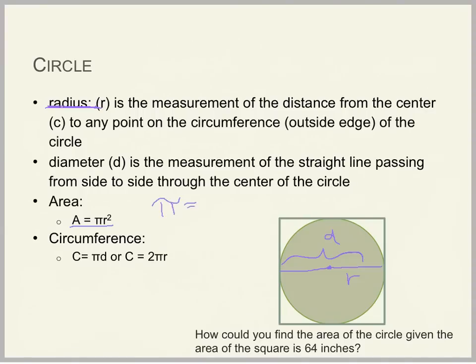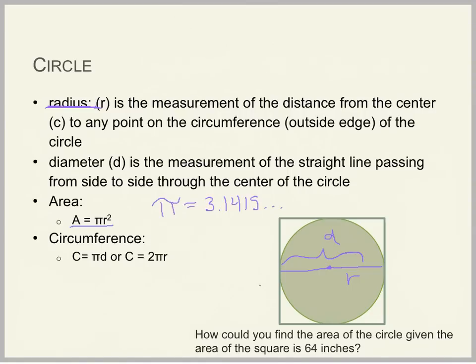And pi we can approximate as 3.1415. But note that it is an irrational number that continues on with no set pattern and no stopping point. Our circumference, or the perimeter or outer edge of the circle, is pi times diameter, or 2 pi r. So our question asks, how could we find the area of the circle if we knew that the area of the square was 64 inches?